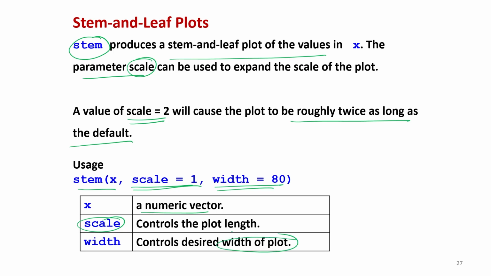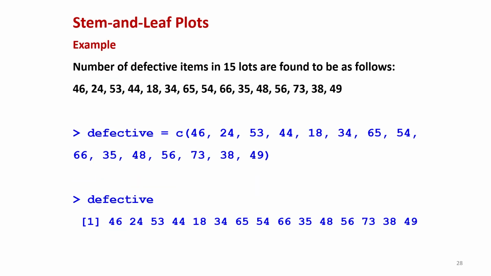But let me try to take a very simple example, a small data set, to show you how it looks and how we can interpret it. So suppose there are 15 lots, and from them we have found the number of defective items, right, and they are something like 46, 24, 53, and this data set has been stored in a data vector called defective.